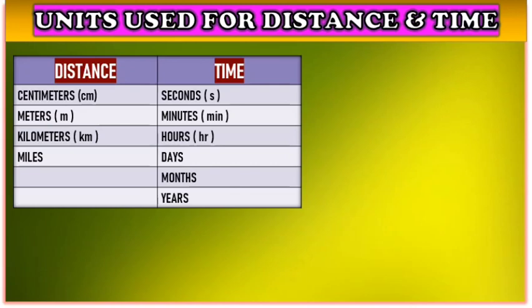We have the least in distance. We can make use of centimeters, cm, meters, m, kilometers, km, and then miles. We can make also use of time, just like seconds for s, minutes, min, hours for hour, days, months, and years. Those are the standard units that can be used internationally.